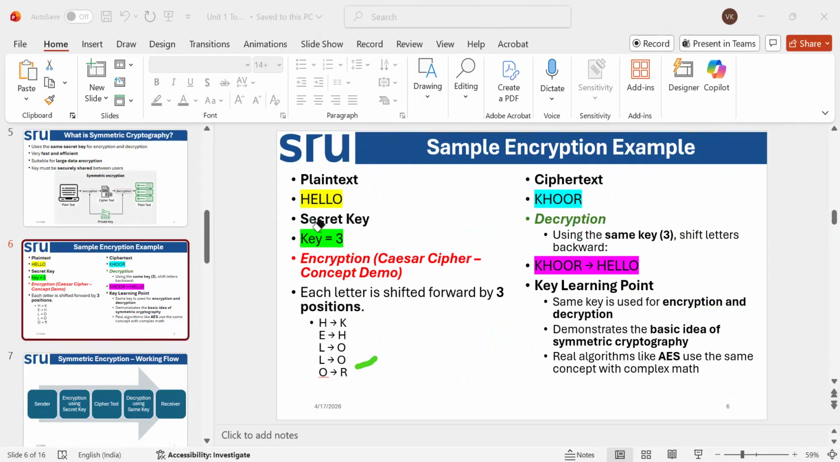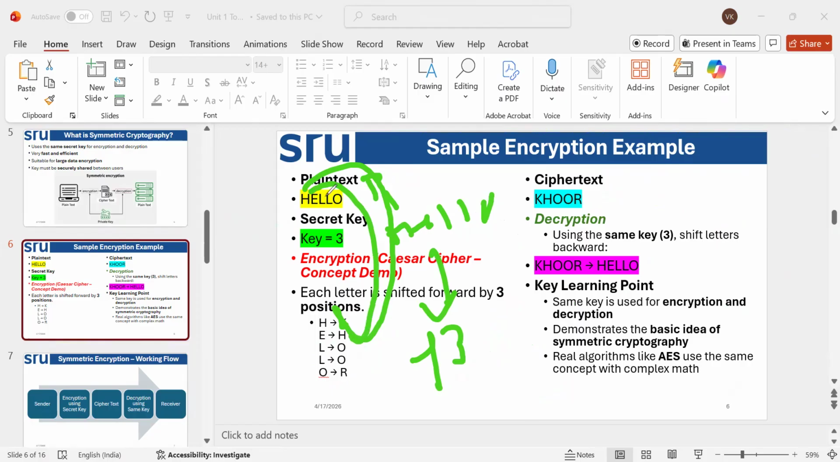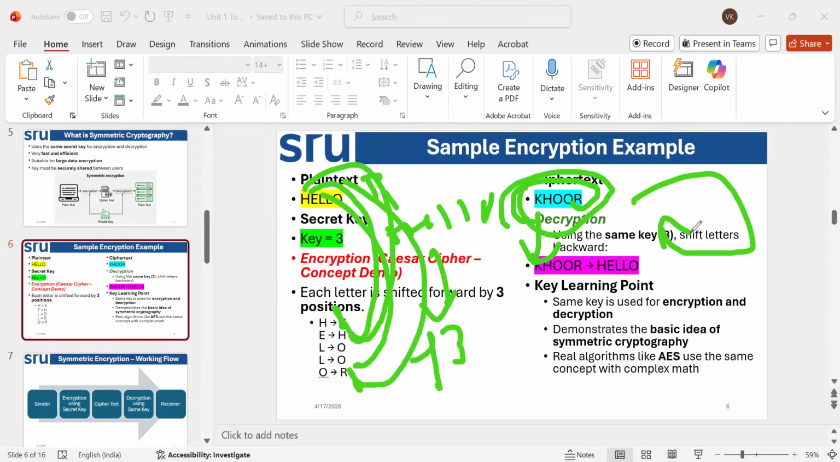Suppose this person, P1, sends a message here, hello. Now the key is addition of 3. So H will become K, E will become H, L will become O, and O will become R. In between, the message is a cool. Nobody knows what it is, but actually it will decrypt again. How will it decrypt? Because the addition is plus 3, it will become minus 3. So K will become H, H will become E, O will become L, R will become O. So it will become hello.